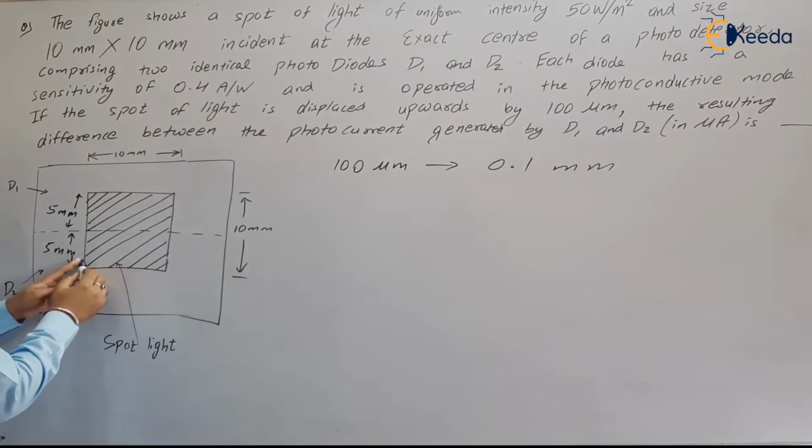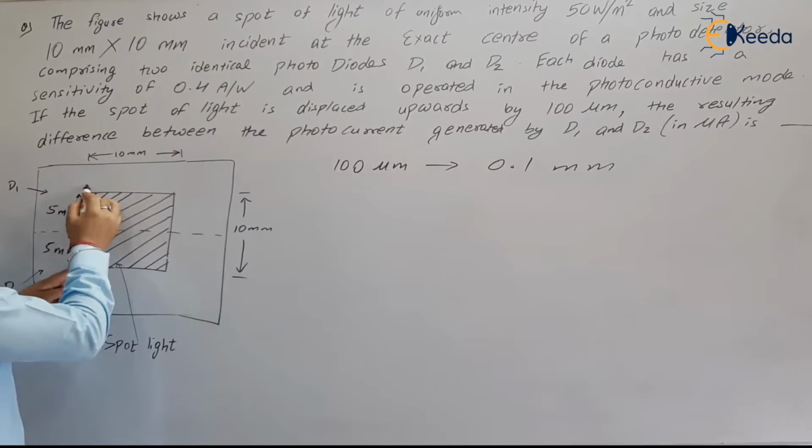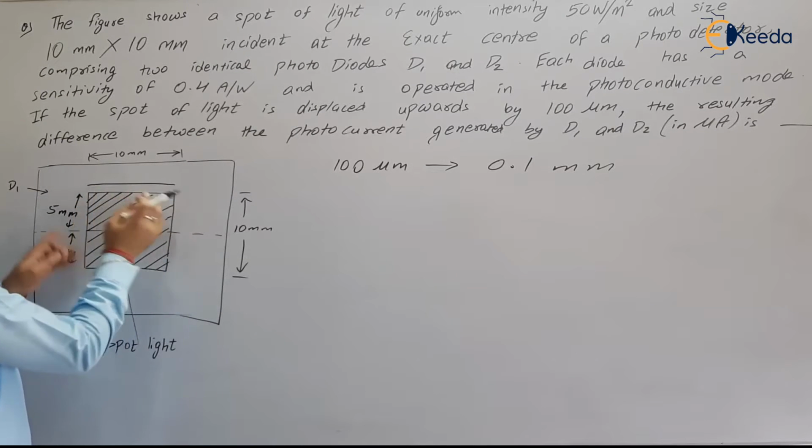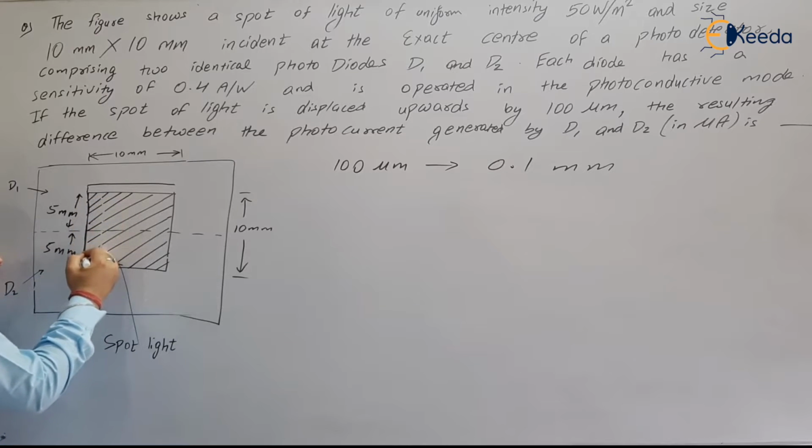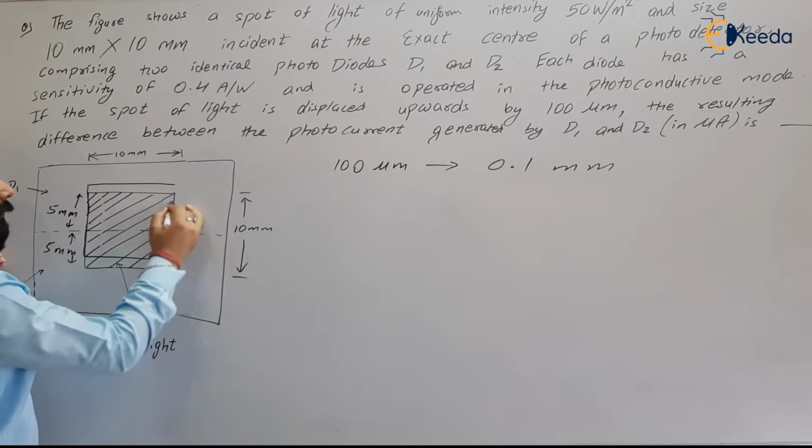So this light, now it is displaced upward. So it will come here. This width will be same. Only the shift is upward. So the new spotlight will be this one.